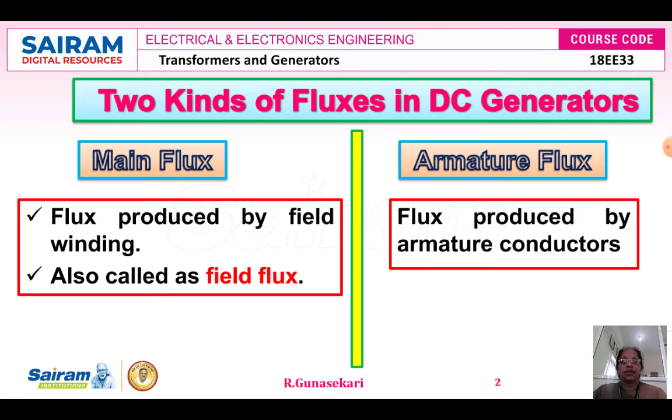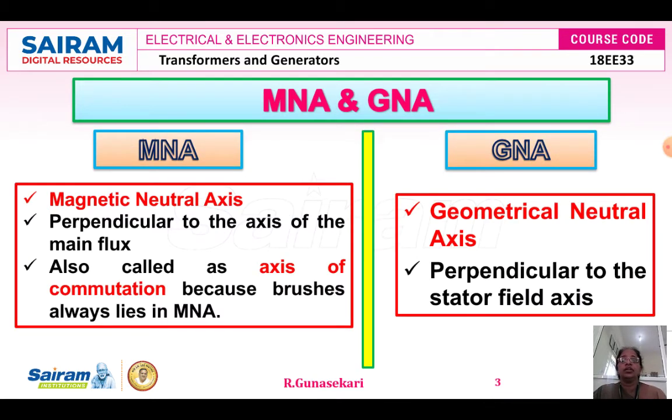Then armature flux. What is meant by armature flux? The armature winding produces the flux. That means the flux produced by the armature conductor is known as armature flux. Then two kinds of neutral axis used in the DC generators. One is magnetic neutral axis, the abbreviation is MNA. The other one is GNA, that is geometrical neutral axis.